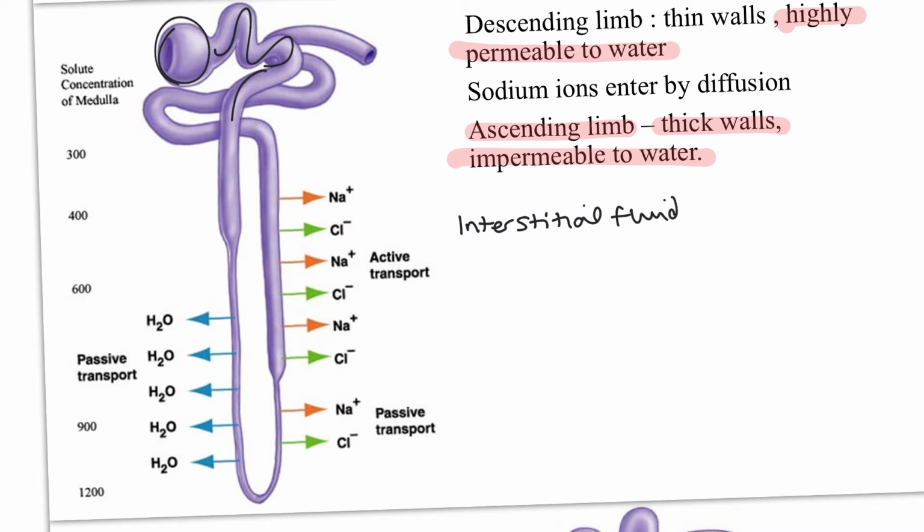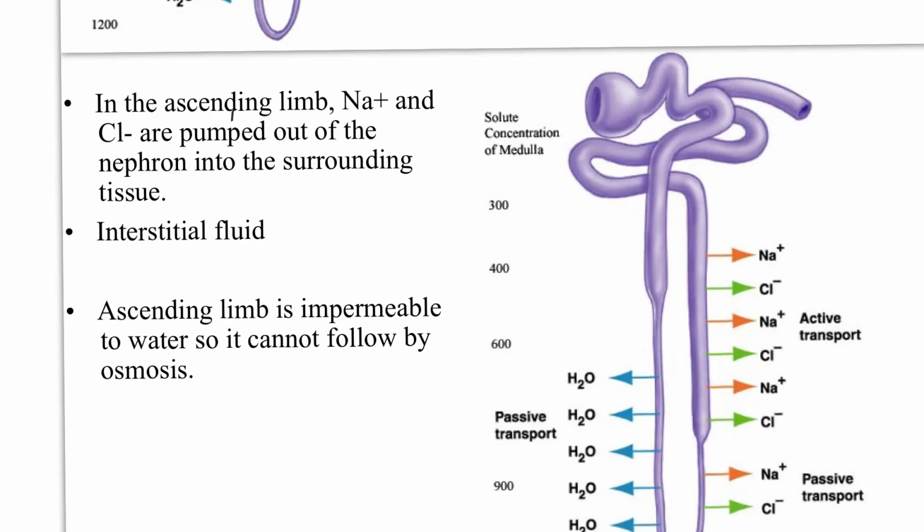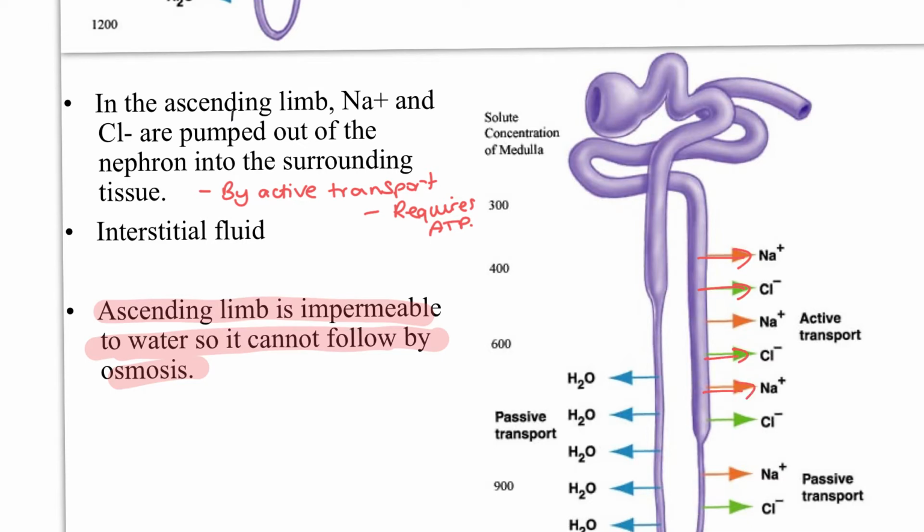So in order to understand this, we're actually going to start in the ascending limb of the loop of Henle, not the descending limb. So in the ascending limb, sodium and chloride ions are pumped out of the nephron into the surrounding tissue fluid by active transport. Remember, the ascending limb is impermeable to water, so it cannot follow by osmosis. So in the ascending limb, the only thing that's happening, let's just have a quick look at it, is the sodium and chloride ions are being pumped out by active transport.